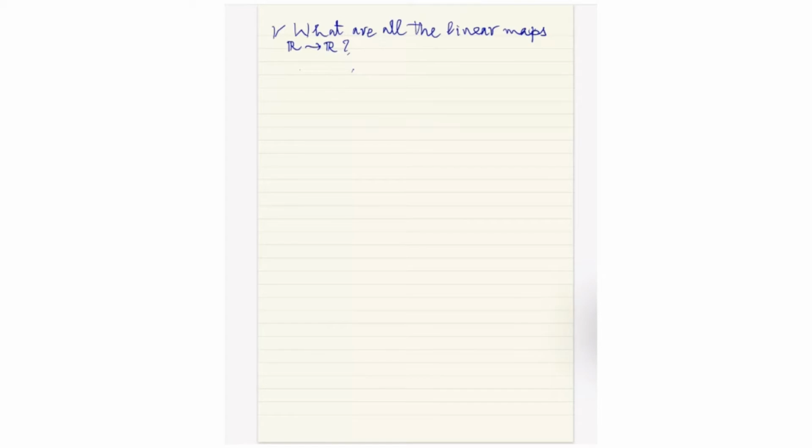What is the identity map? I from R to R, I of x equal to x. X is mapped to x itself. Right? This is of course a linear map on any vector space for that matter, in particular on R. Can you modify it a bit and still get a linear map?